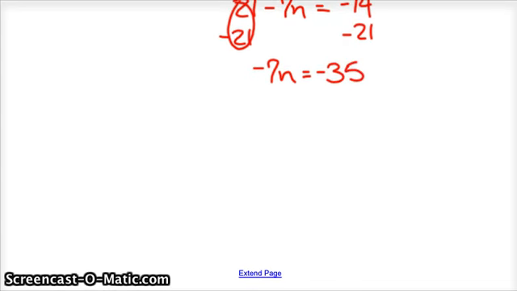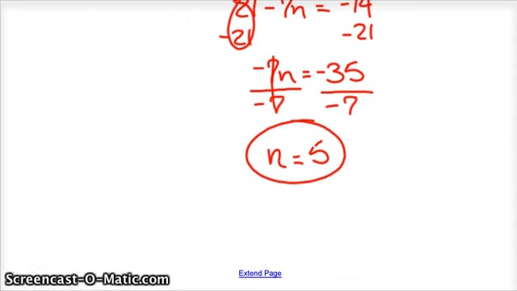Last step will be to divide by negative 7. That way, negative 7 divided by negative 7 would be 1. So I'm left with 1n is equal to negative 35 divided by negative 7, which would be a positive 5. So my n, in this case, would be 5.